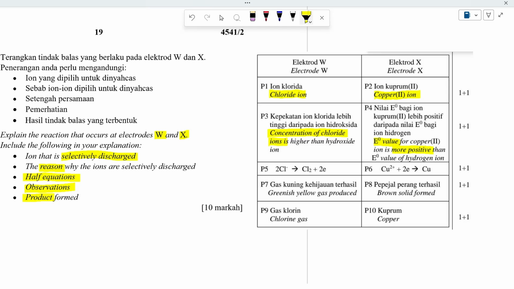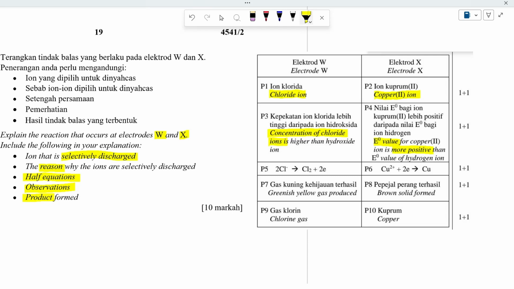Then the half equation, so chloride ions, at the anode, right? Anode undergoes oxidation or reduction, class? Oxidation. Please remember, anode always oxidation. So chloride ions lost 2 electrons forms the chlorine molecules. Then the copper 2 ions gain 2 electrons, undergoes reduction. It forms the copper.